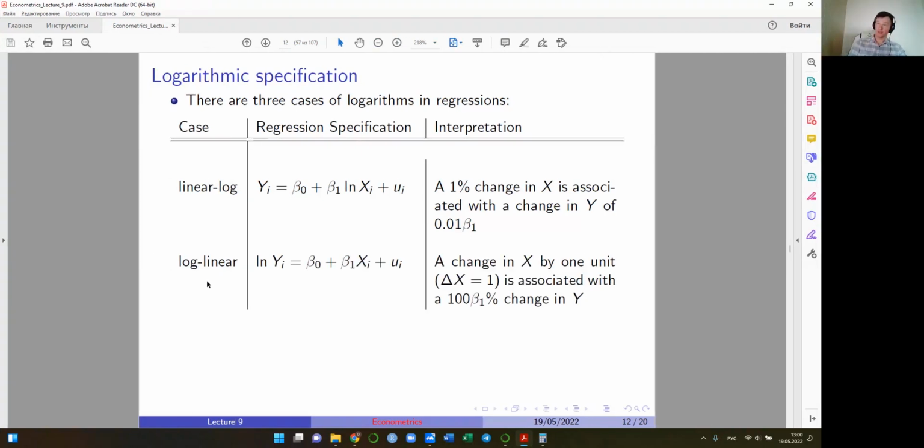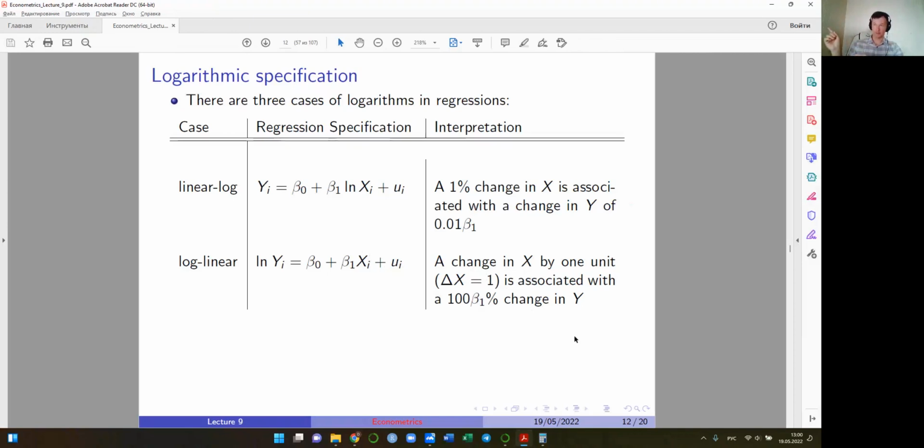It might also be the reverse. We may compute the logarithm of y and x in levels. This is the case that you had in your home assignments. There was a logarithm of wage, and x is education in years. And look, the interpretation of this beta 1 is the reverse. A change in x by 1 unit is associated with 100 times beta 1 percent change in y.